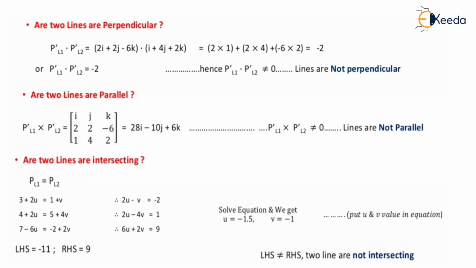When we solve with any point, we have to solve the equations. Then we will get the u value as minus 1.5 and the v value as minus 1. We have to put this u value and v value in any one equation. So let's consider the first equation, 2 into minus 1.5, that is minus 3, minus of minus 1, that is plus 1. So minus 3 plus 1 is minus 2.